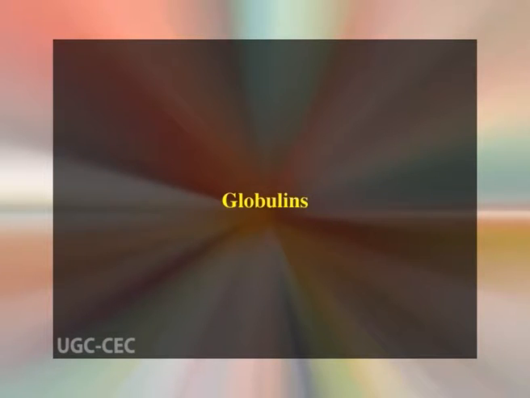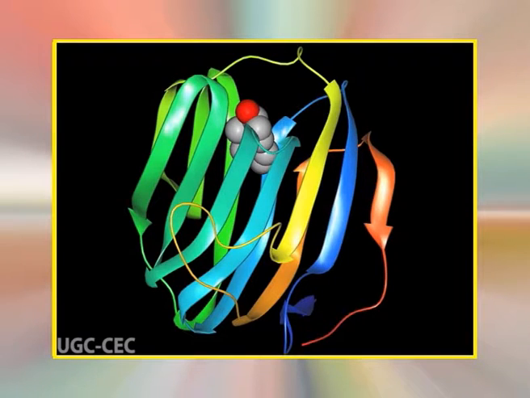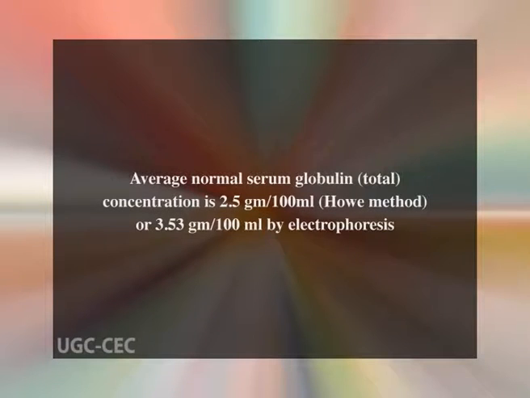Now the globulins. By electrophoresis, plasma globulins are separated into alpha 1, alpha 2, beta and gamma globulins. Most are synthesized in the liver, whereas gamma globulins are formed in the cells of the reticuloendothelial system. The average normal serum globulin concentration is 2.5 grams per 100 ml, or 3.53 grams per 100 ml by electrophoresis.